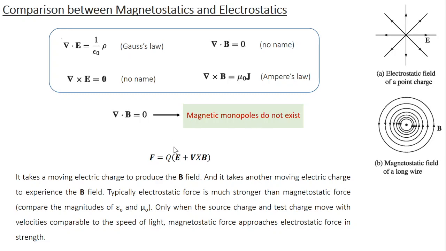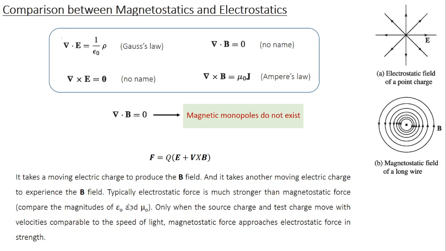Now, if you look at the magnetostatic force F equal to Q into E plus V cross B, as we know, a magnetic field is produced by a moving electric charge, and you require another moving electric charge with velocity v to experience this magnetic field. If you compare the strength of the electrostatic force and magnetostatic force, you will notice that the electrostatic force is much more dominant or stronger compared to the magnetostatic force. And this you can easily make out from the very expression.